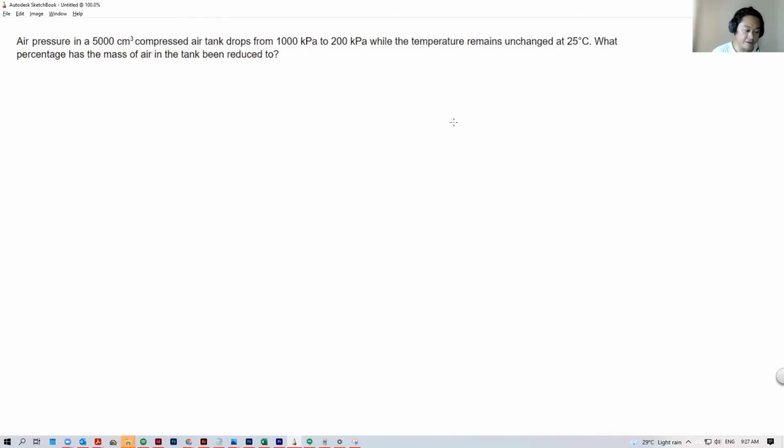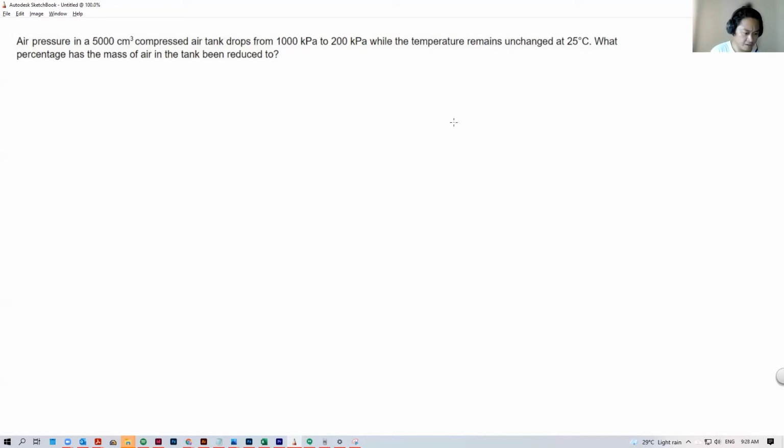Air pressure in a 5,000 cubic centimeters compressed air tank drops from 1,000 kilopascals to 200 kilopascals, while the temperature remains unchanged at 25 degrees Celsius. What percentage has the mass of air in the tank been reduced to?